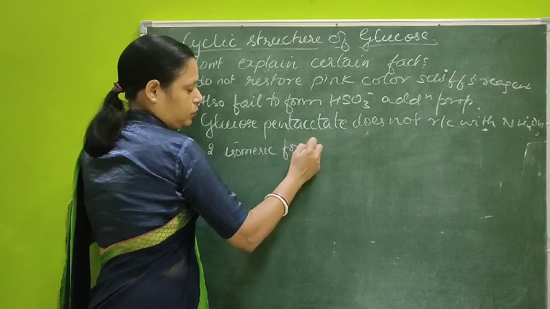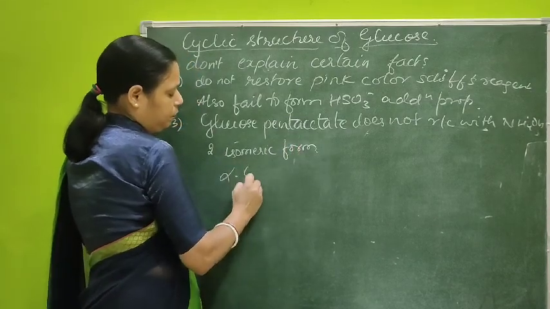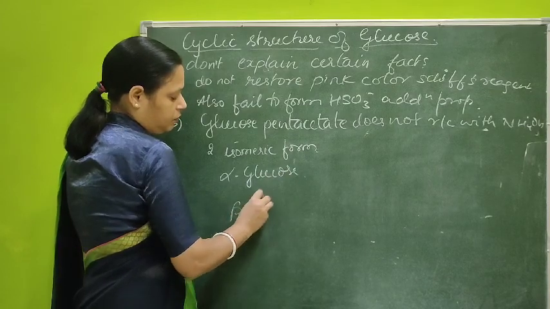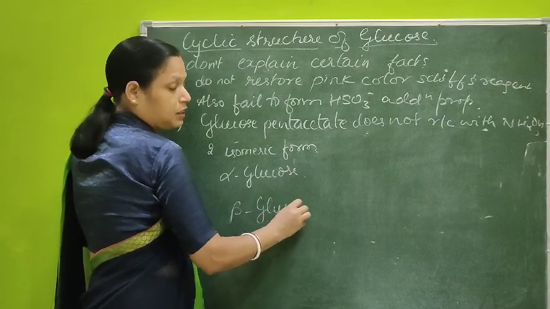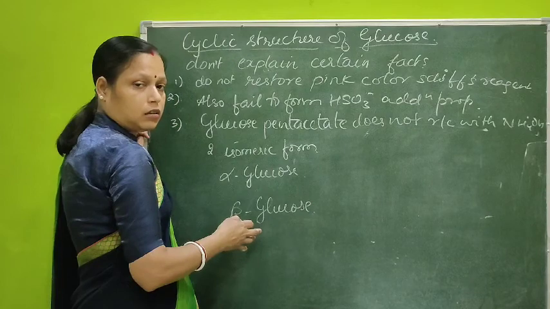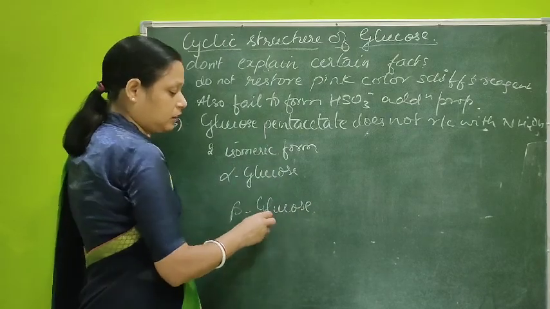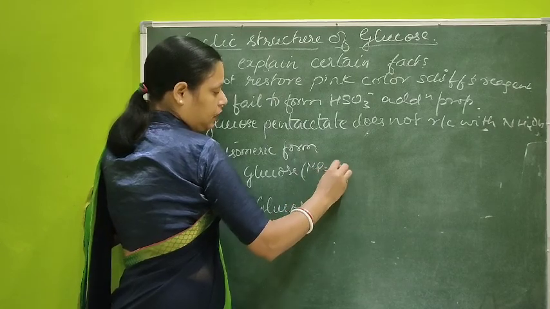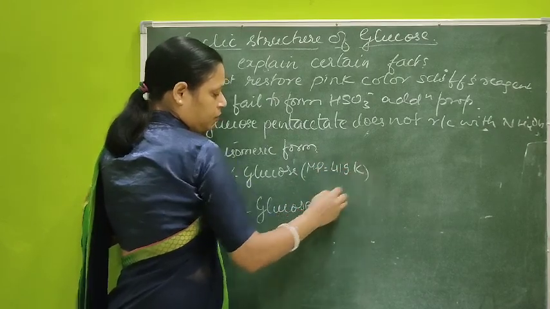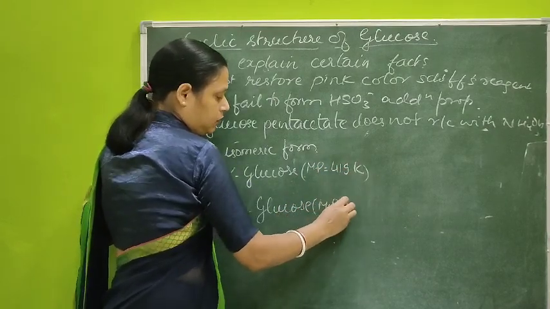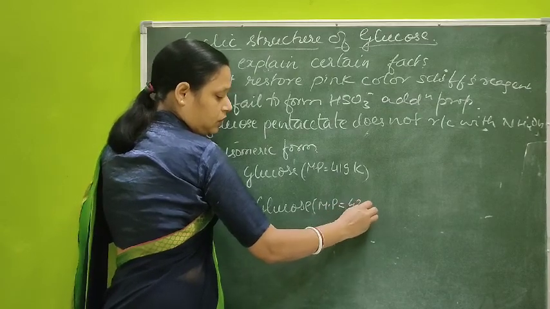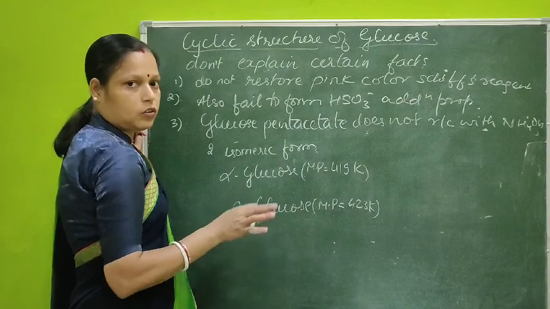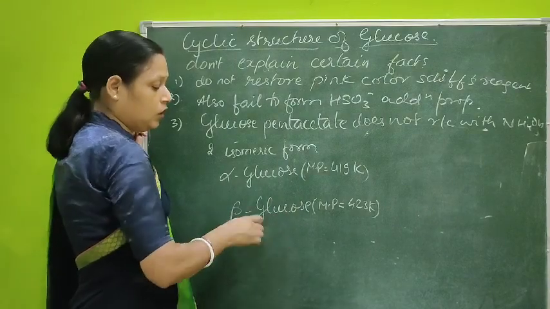Two isomeric forms. One is alpha glucose and the second is beta glucose. Both are made by the crystallization method. Its melting point is 419 Kelvin, whereas its melting point is 423 Kelvin. Okay, and both are obtained by the crystallization of a hot and concentrated solution of glucose.